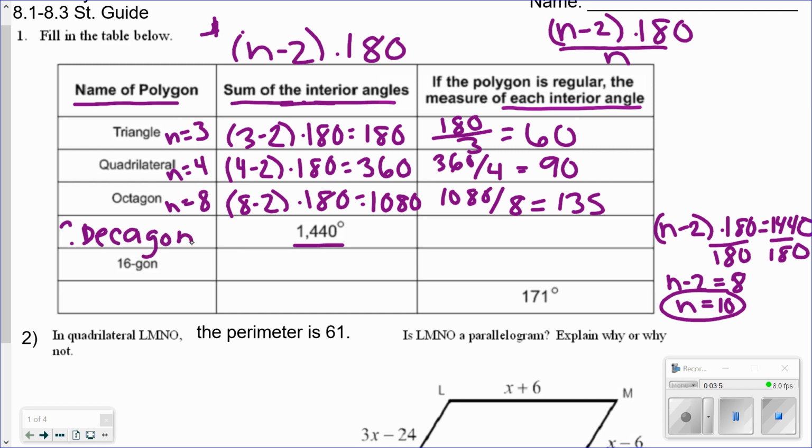So now if I want to figure out each interior angle, I'm just going to take the 1440, divide that by the number of sides, which we know is 10, and we end up getting that each individual angle is 144 degrees.